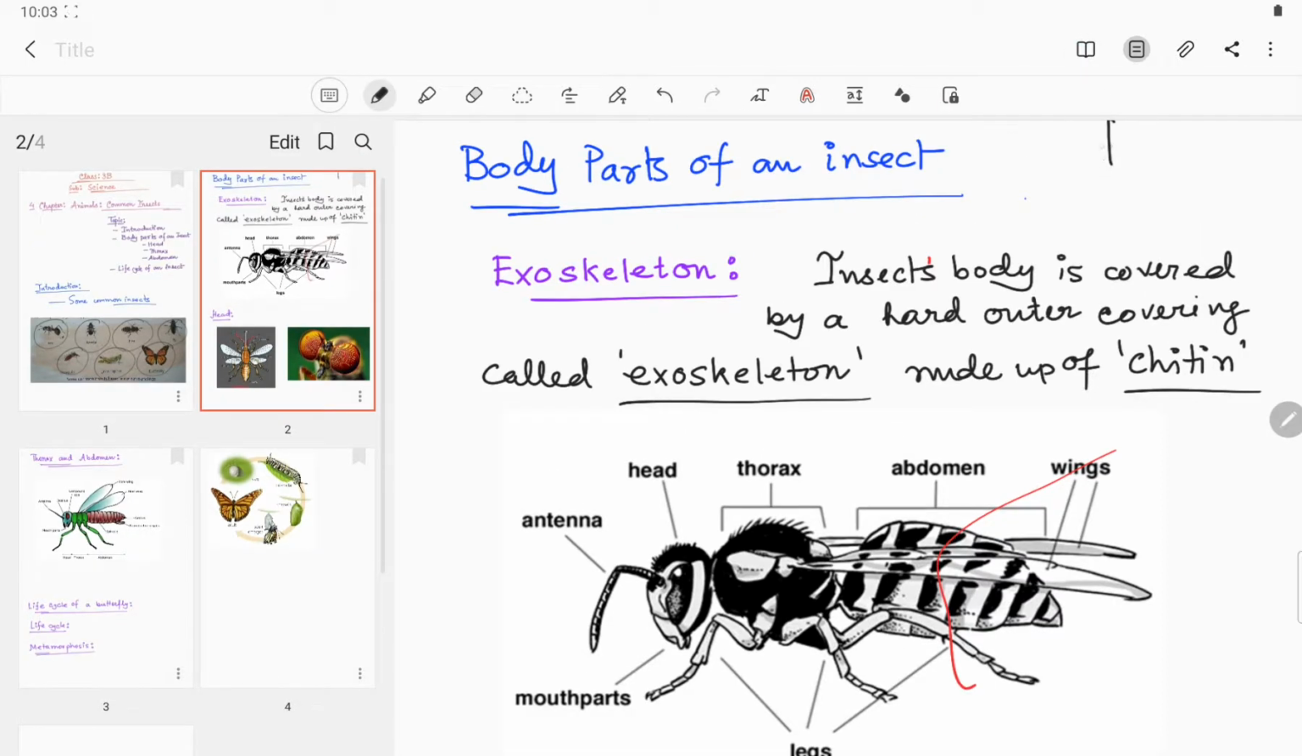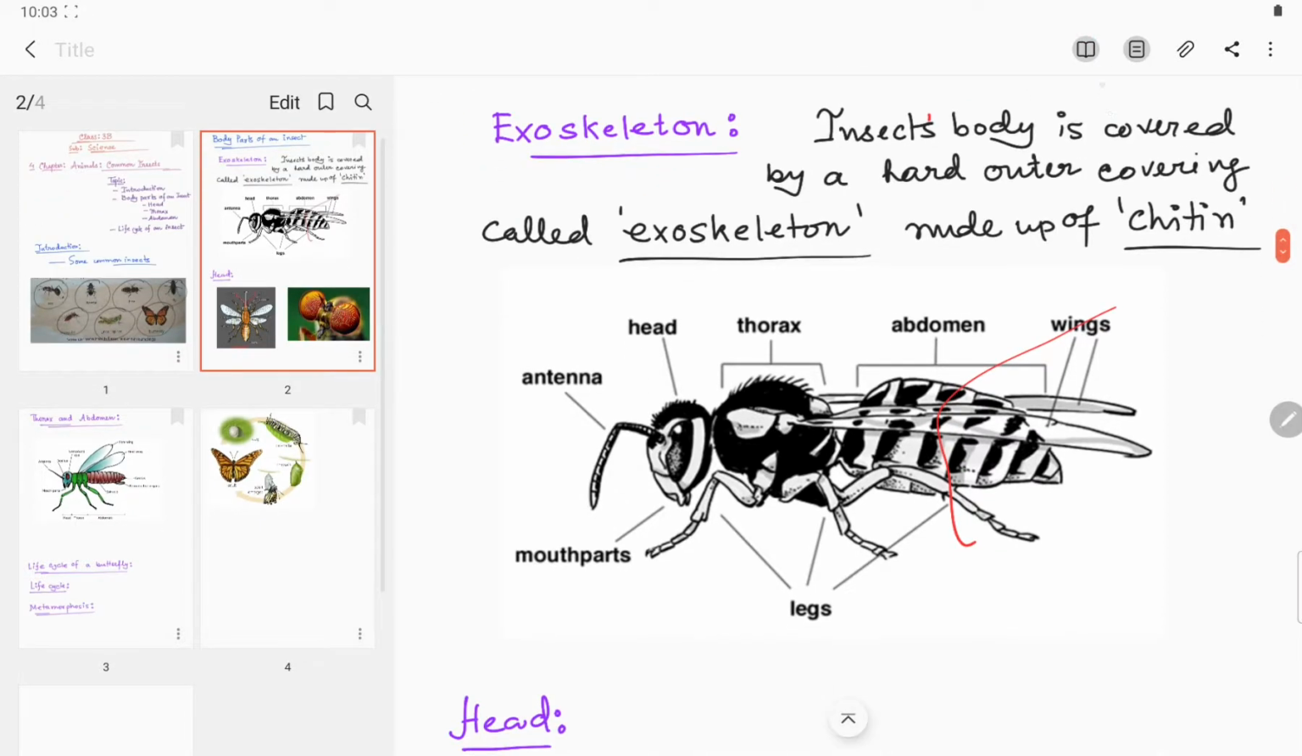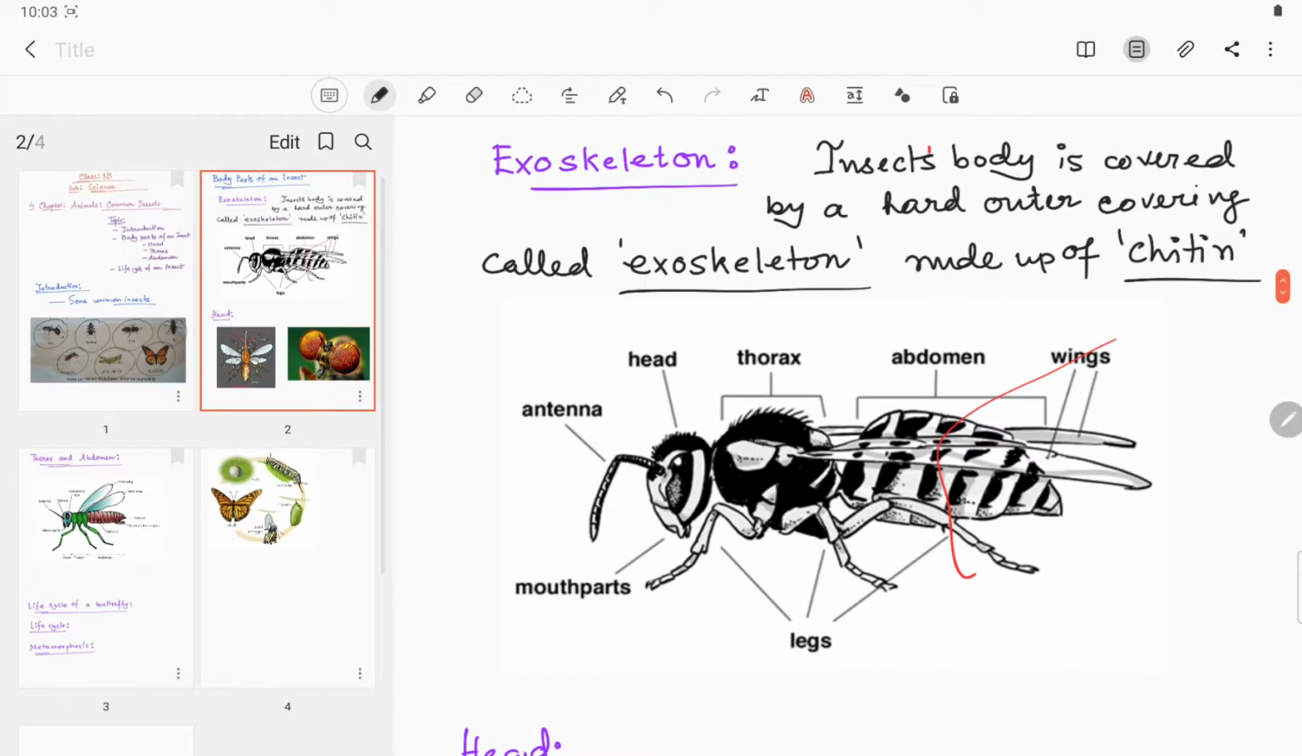You know, an insect's body is divided into three main parts, right? They are head, this one, thorax, and the third one, abdomen. Okay, so now we will study about the head.